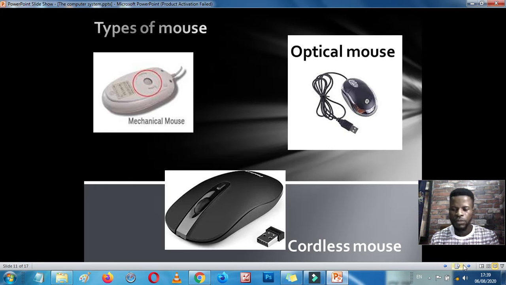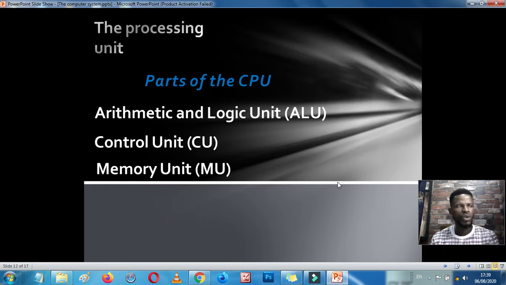Next we want to look at the processor, which is the processing unit. The processing unit, or the processor, is actually the brain of the computer. It is the brain of the computer, and the processor has three different parts. We have the arithmetic and logic unit, we have the control unit, and we have the memory unit. Arithmetic and logic unit, control unit, and memory unit.